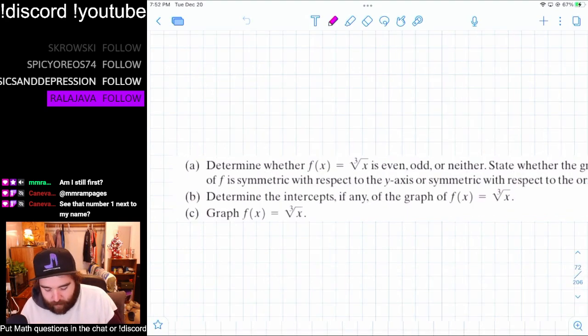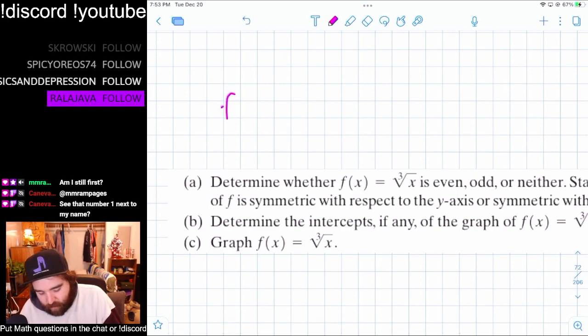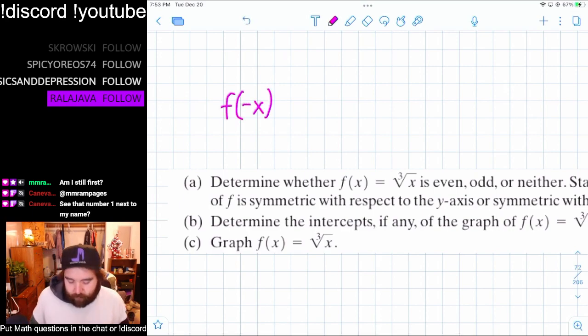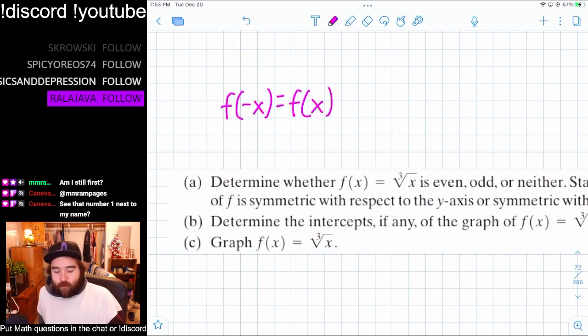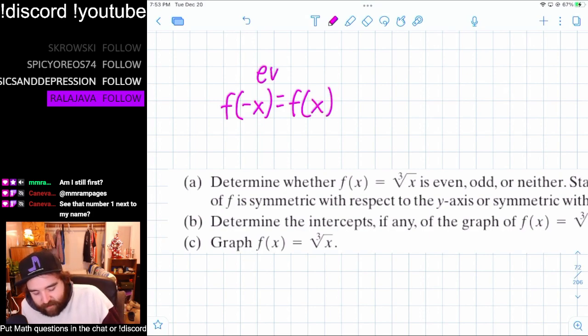So remember how that works. We talked about that before. We're gonna find f of negative x. We're gonna just replace x with a negative. And if the negatives just cancel out to get us just the normal function again, that means it's an even function. And it has y-axis symmetry.